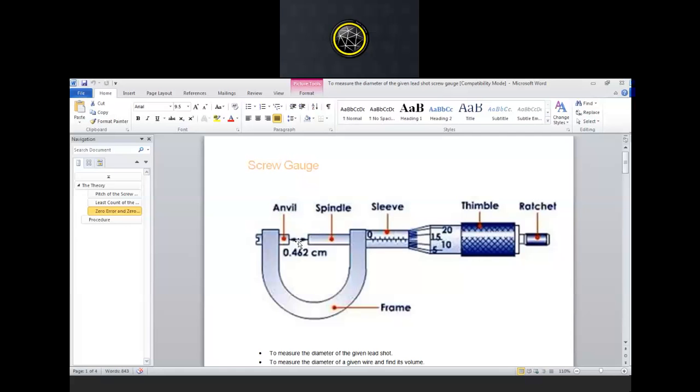We have to put the wire here in this arrow portion, okay. Then we have to rotate the whistle, okay. Then it will make a sound, okay. After making sound, you will get to know that it is tight enough to measure. It will get tight, okay.